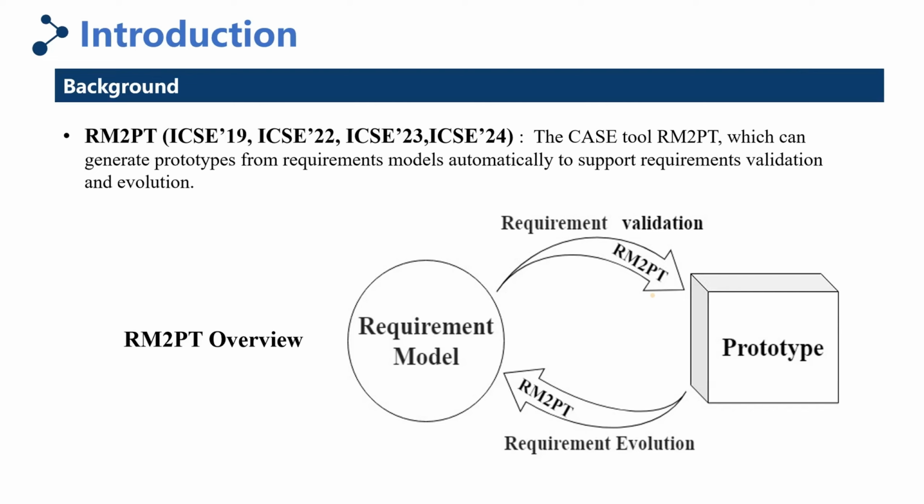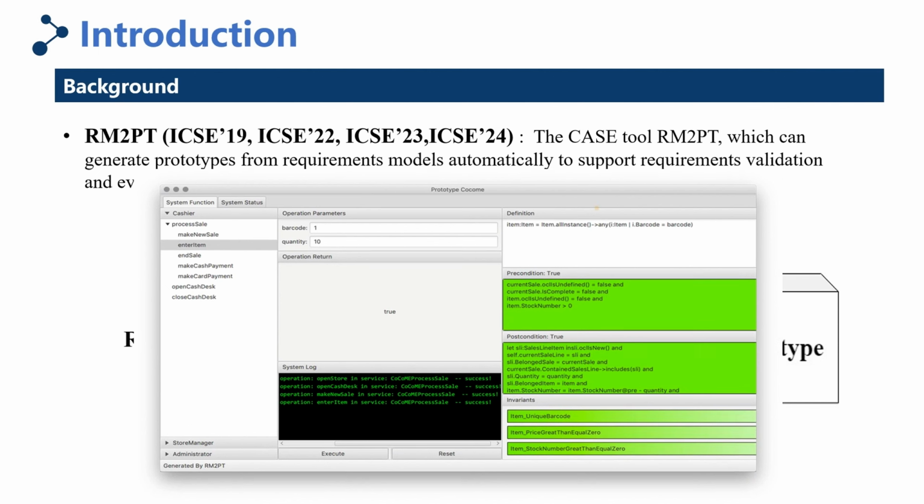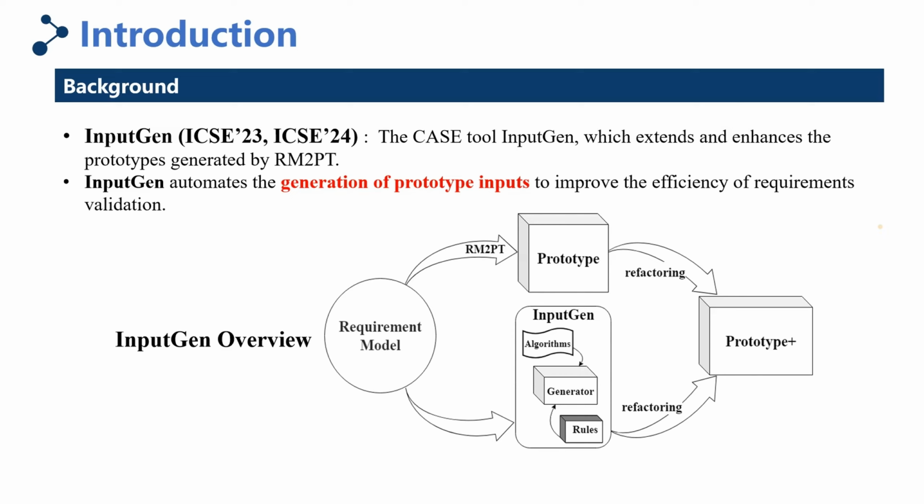Stakeholders can use RM2PT to directly generate prototypes from requirements models and check the consistency by executing the generated prototype, which can make the requirements evolution more intuitive and convenient. InputGen can automatically generate prototype inputs and incorporates an external interface, improving the efficiency of requirements validation.